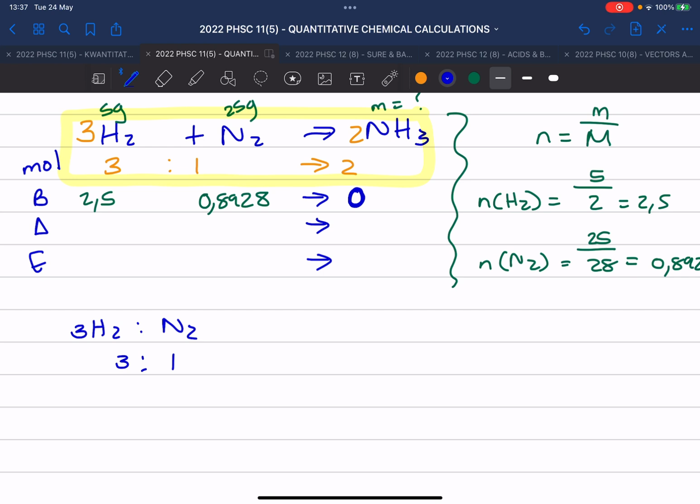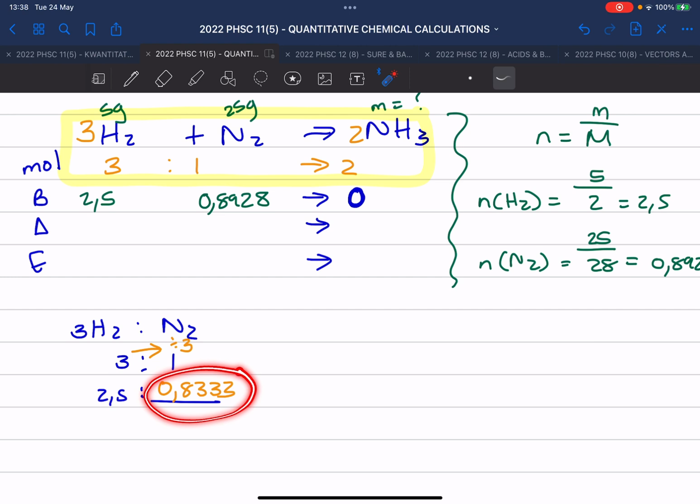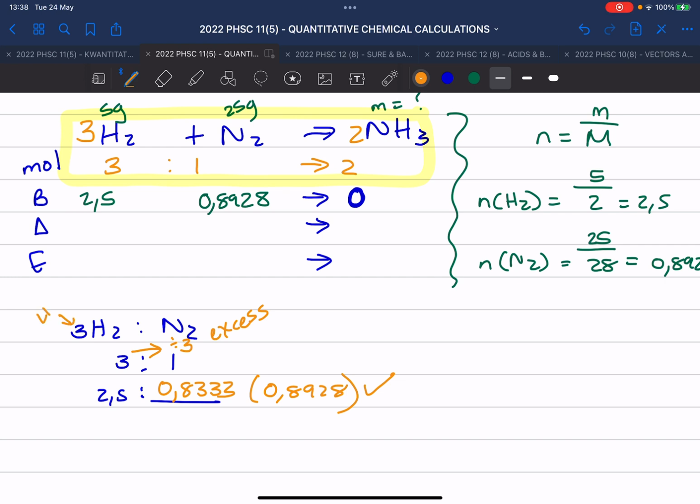Okay, right. So we want to determine the limiting reagent. So the ratio is 3:1, but I don't have 3, I have 2.5. So I want to check how much nitrogen do I need. Tiamo, what do you need to do from here to here? Okay, so do that. Okay, so now you check. That is how much you need. How much do I have is 0.8928. So do I have enough, Mosi? Yes, I have enough. So that one is the one that is in excess. And this one is my limiting reagent.